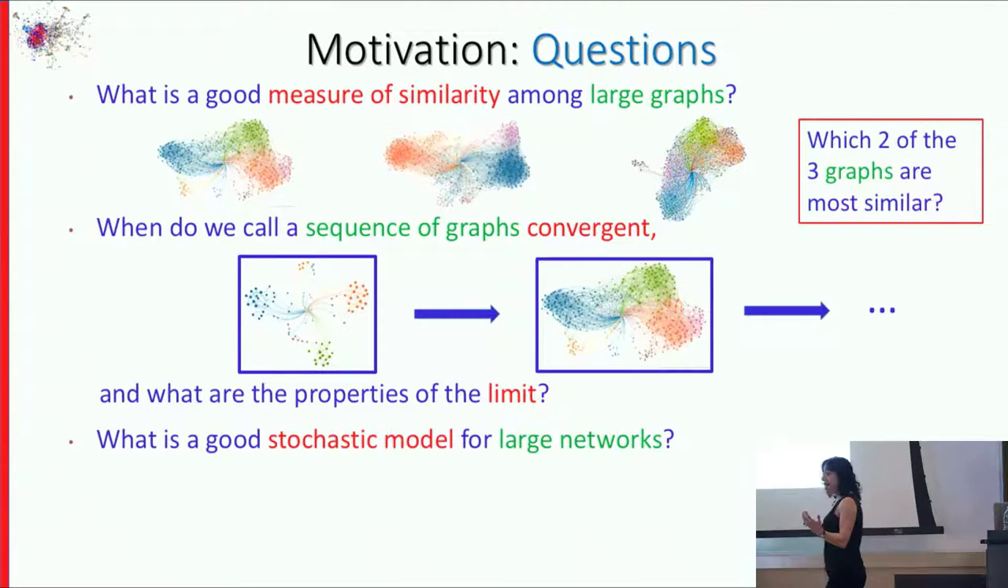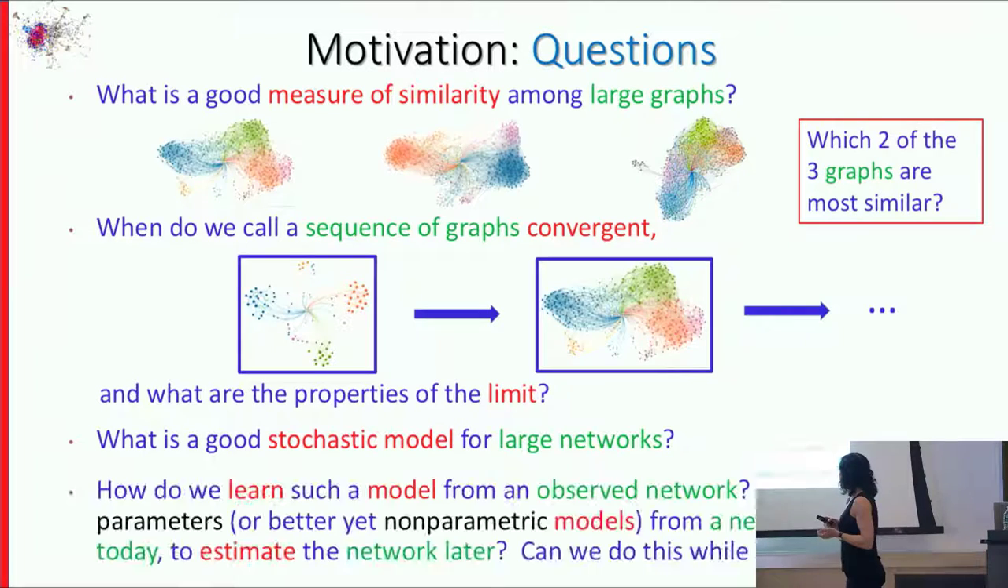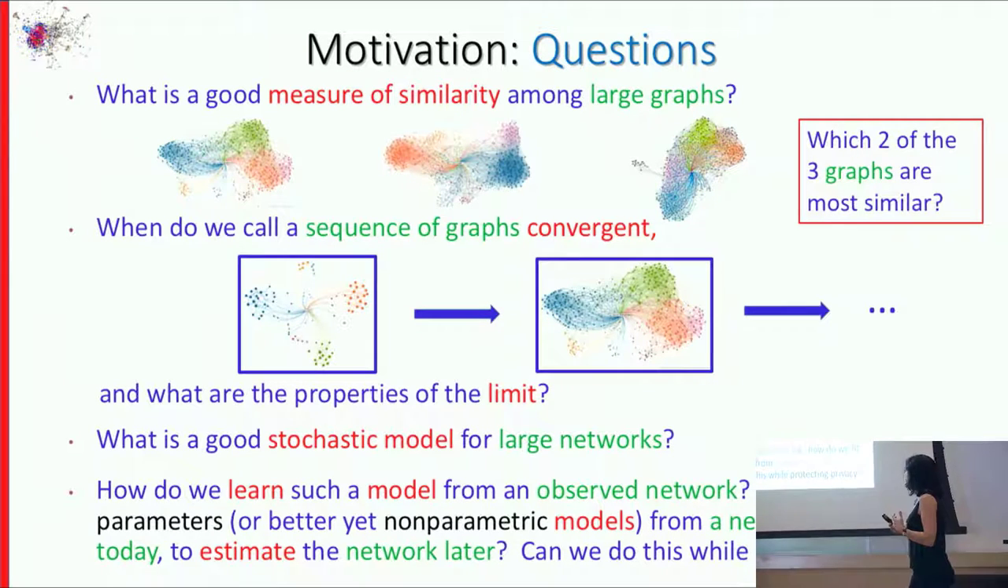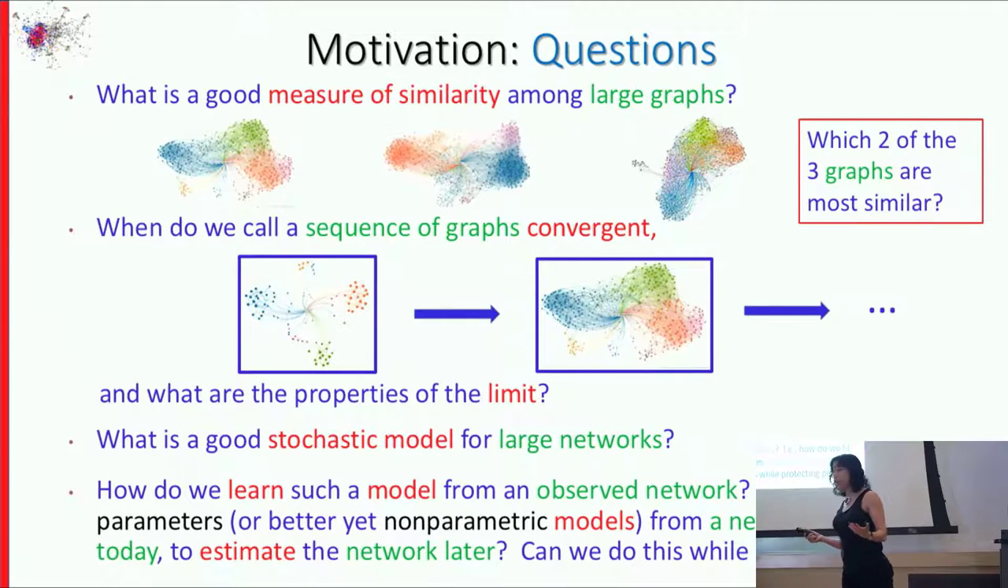What is a good stochastic model for large networks? If I gave you something, could you generate lots of instances of a network? And finally, if we get a good model, how do we learn such a model from an observed network? As I said, if we take Facebook today, how do we fit parameters, or better yet, maybe a non-parametric model if it's very large and we don't want to overfit, from a network snapshot today to estimate the network later? And then, can we do this while protecting privacy?